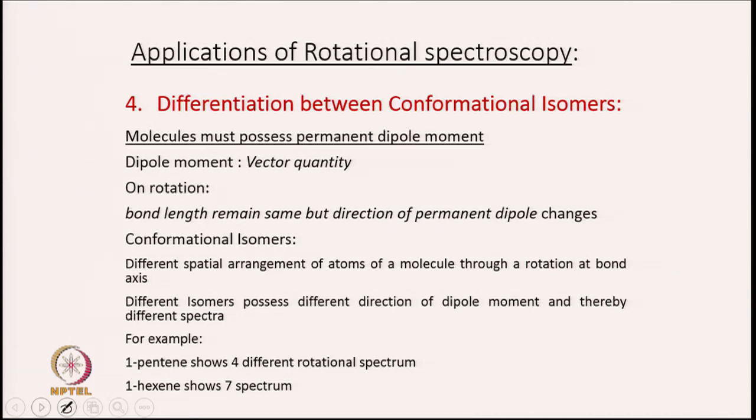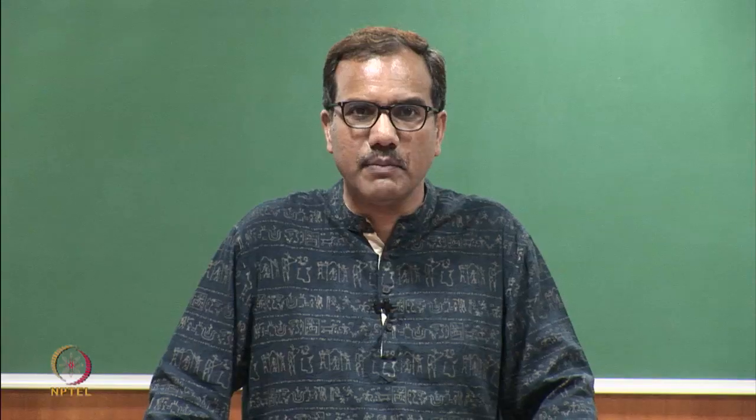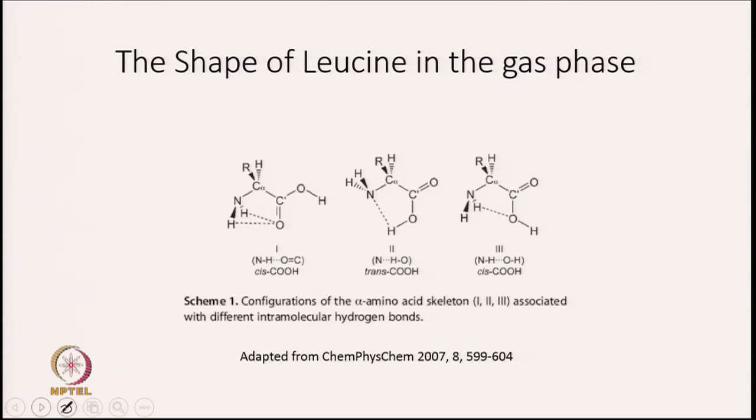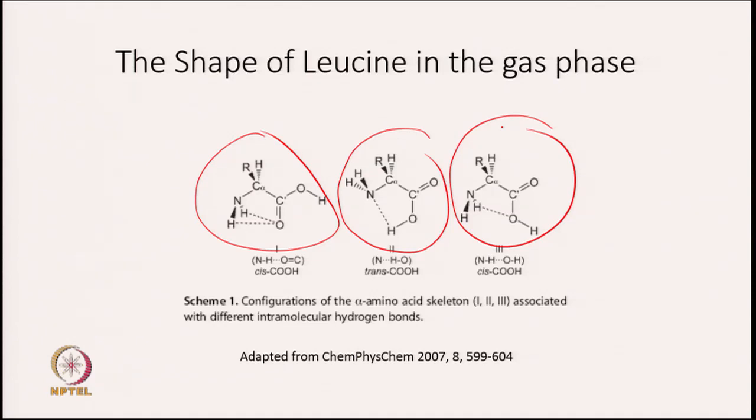So, everything is the same, only your dipole moment is different, and so we can know from rotational spectroscopy which conformational isomer exists. I will discuss one paper, "Shape of leucine has been seen in the gas phase." This is the skeleton of alpha amino acids, and based on different intramolecular hydrogen bonds, 3 conformations have been considered: 1, 2 and 3.